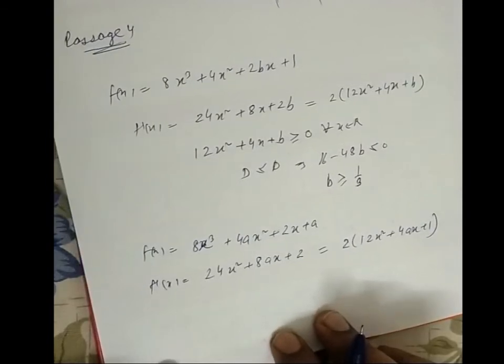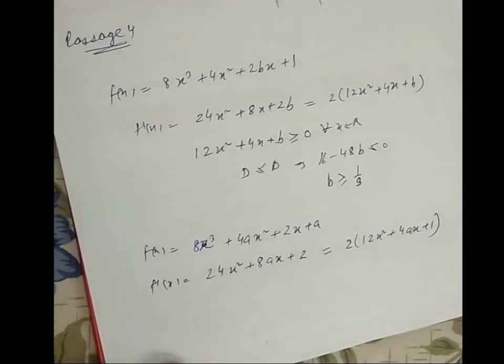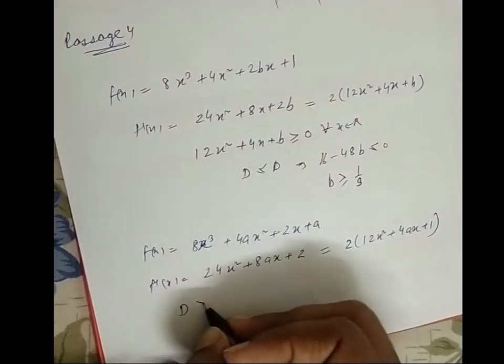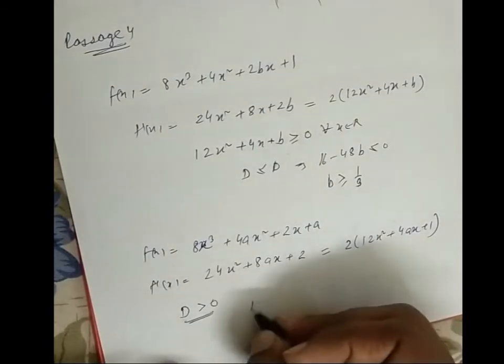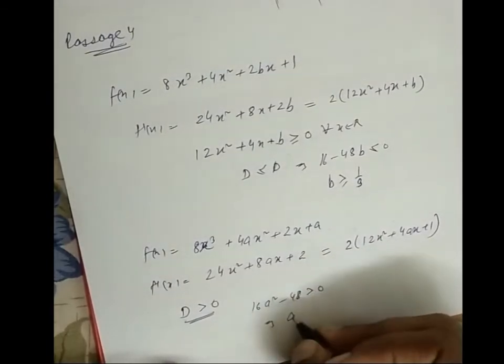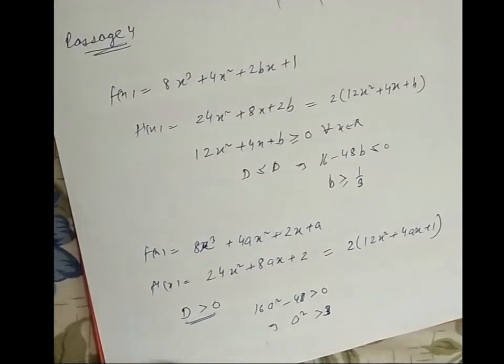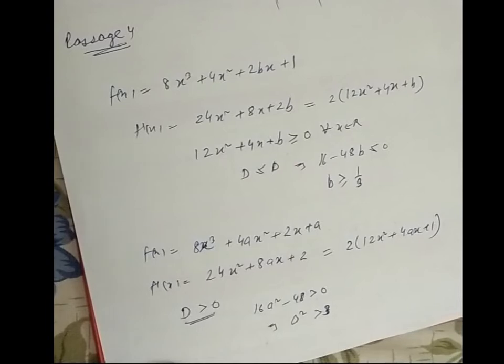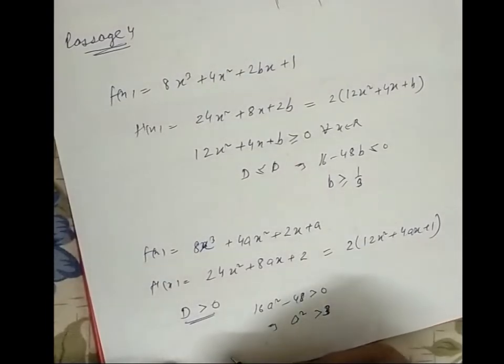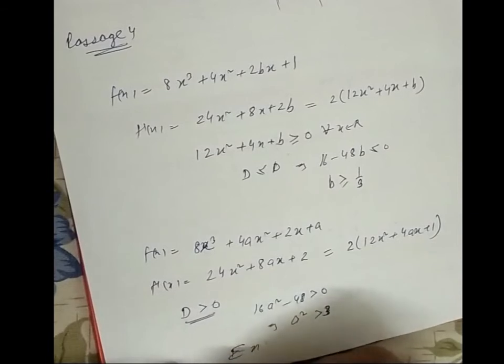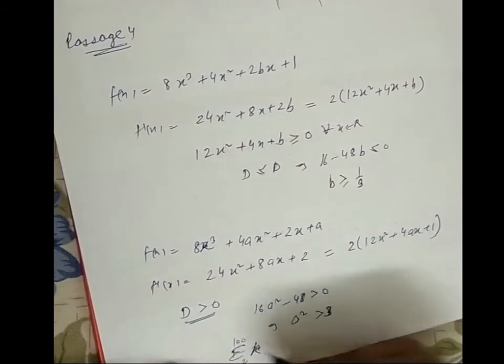So for non-monotonic, f dash x equal to 0 must have distinct roots. Then D should be greater than 0 for this. This implies 64a square minus 192 is greater than 0, or a square is greater than 3, or mod a is greater than root 3. So the values of a between 1 and 100 satisfying this would be 2, 3, 4, up to 100. So our required sum would be the summation of k from 2 to 100.